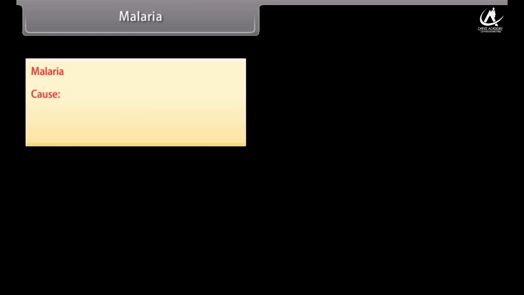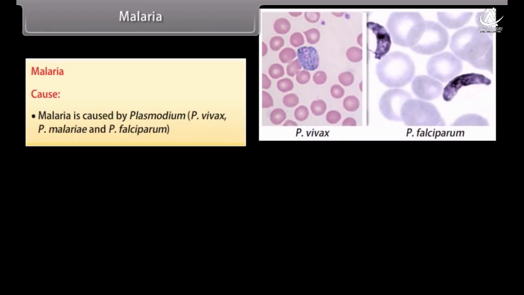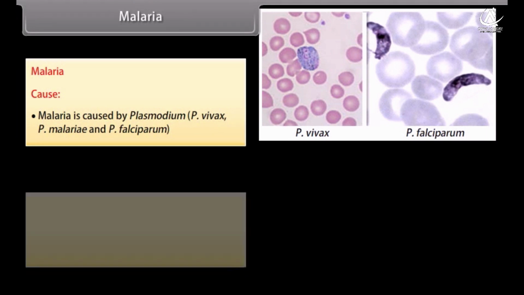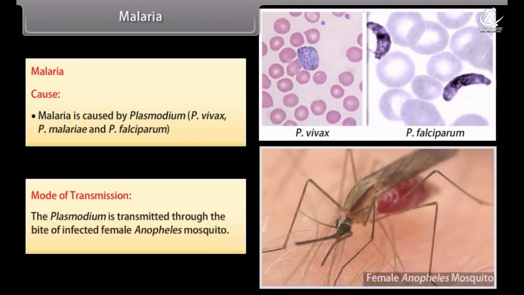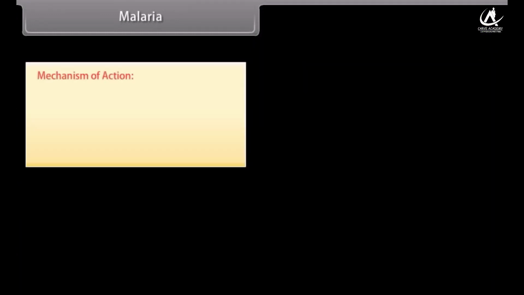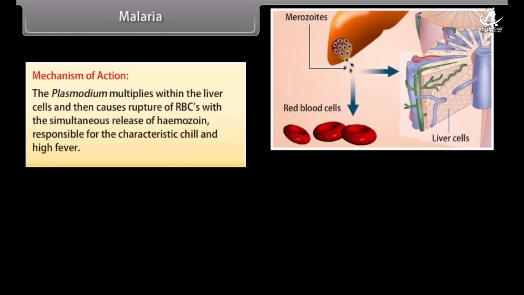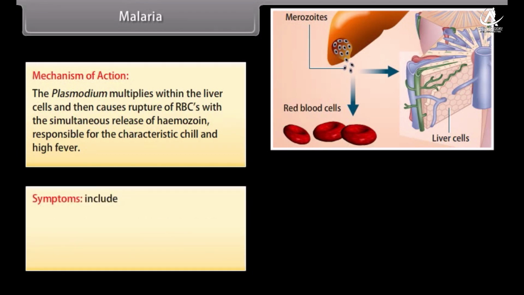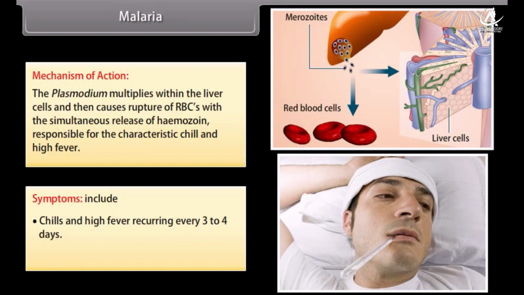Malaria. Cause. Malaria is caused by Plasmodium, P. vivax, P. malariae and P. falciparum. Mode of transmission. The Plasmodium is transmitted through the bite of an infected female Anopheles mosquito. Mechanism of action. The Plasmodium multiplies within the liver cells and then causes rupture of RBCs with the simultaneous release of hemozoin, responsible for the characteristic chill and high fever. Symptoms include chills and high fever recurring every 3 to 4 days. Fatigue.